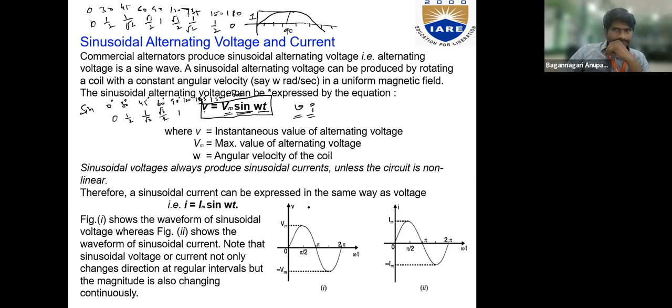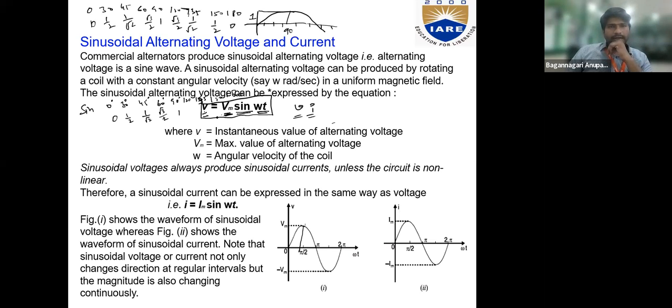Is that clear? We can find the magnitude of the instantaneous value of voltage by using this sinusoidal property. It is also associated with a term called maximum, the peak value of the voltage, which you call the maximum voltage, and omega t is the angular velocity. We will go into angular velocity later on.